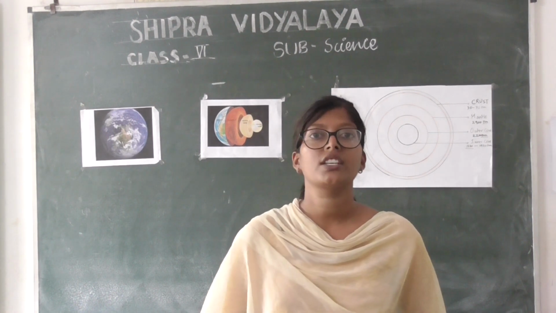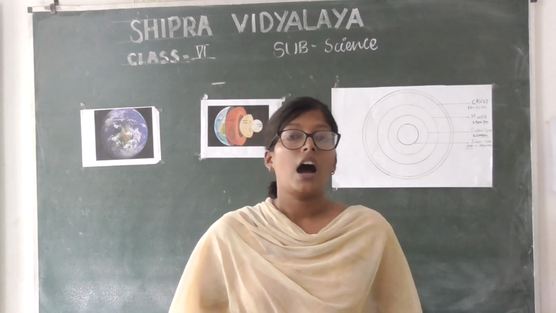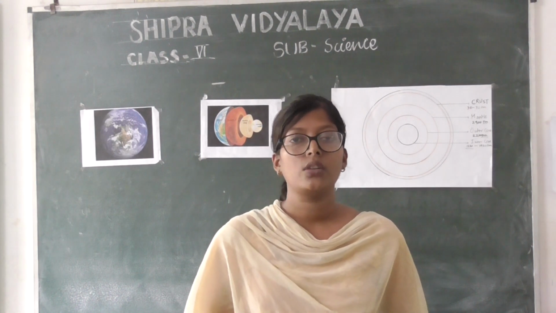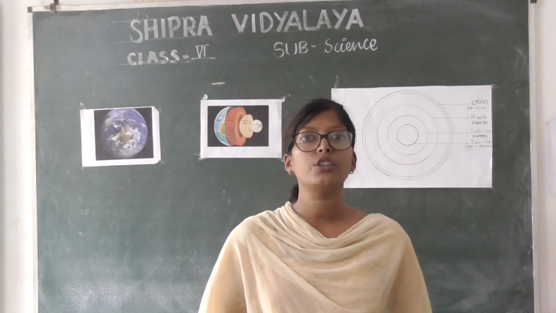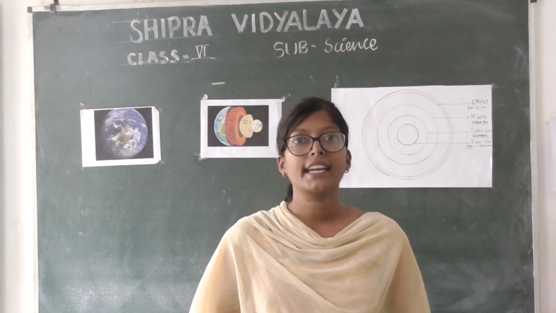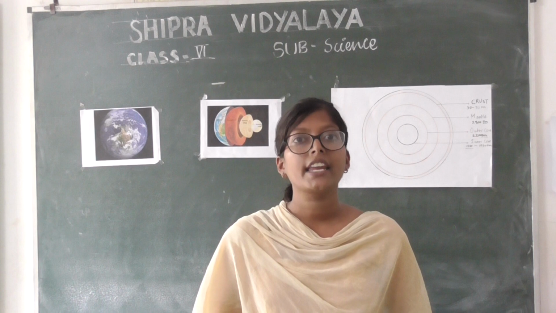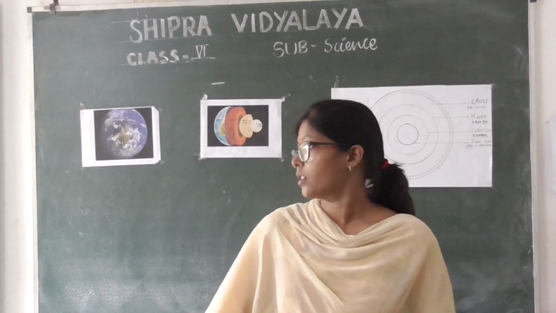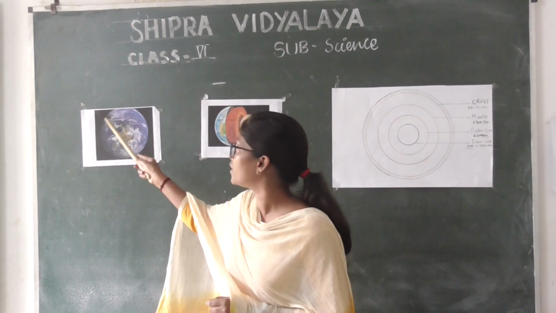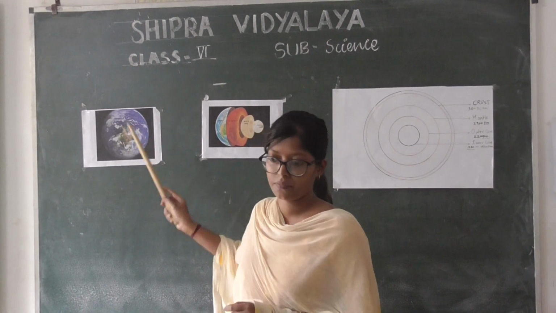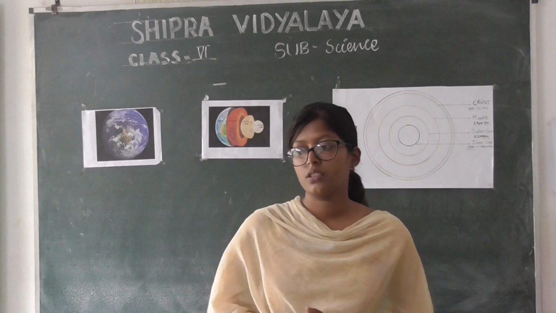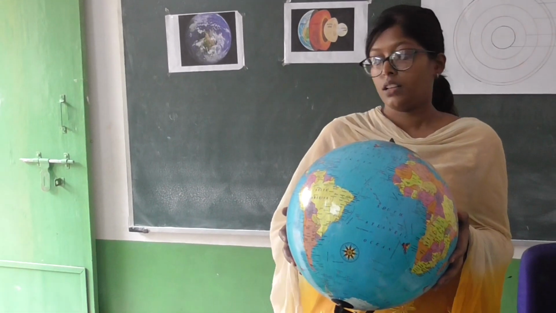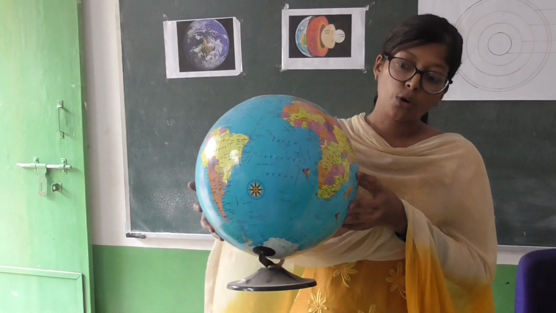Then the obvious question is how do we know that the earth is round? The astronauts who traveled to space or the moon had taken the picture from a very long distance. This picture is actually taken from space. Now students, look at this globe. This globe is the actual model of the earth.